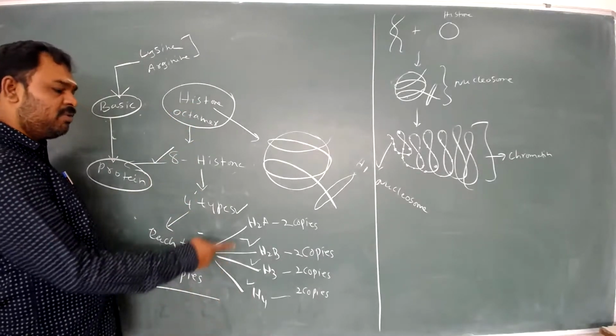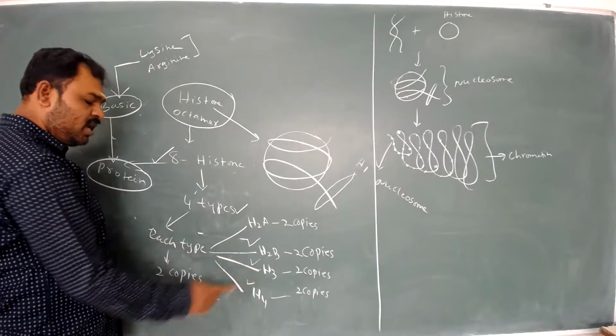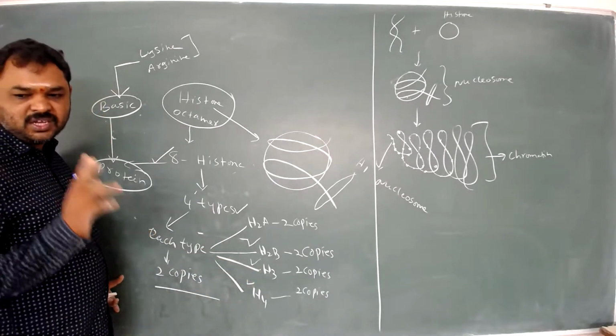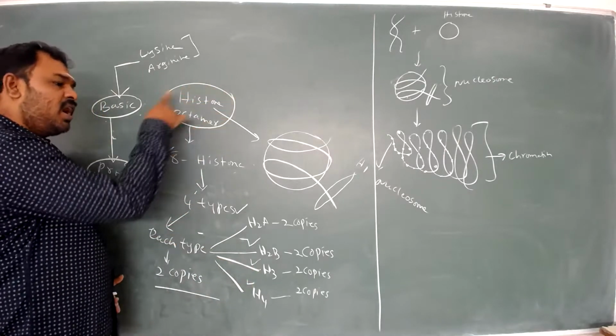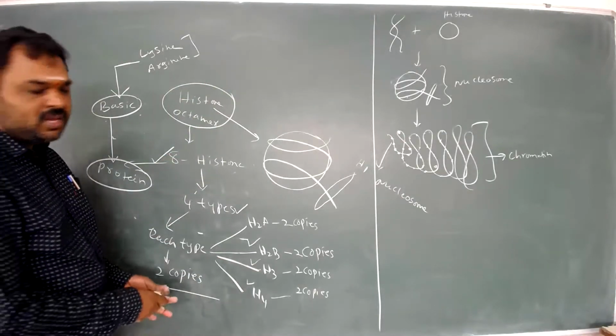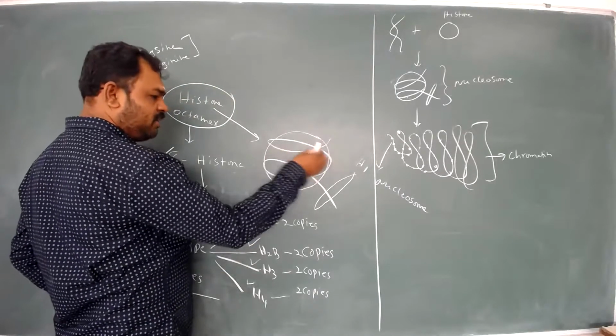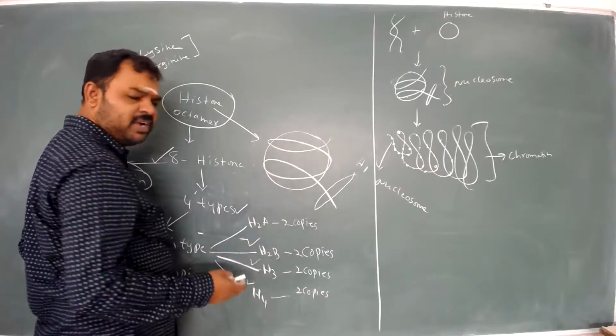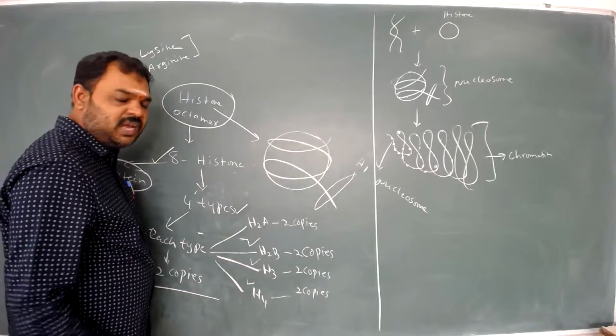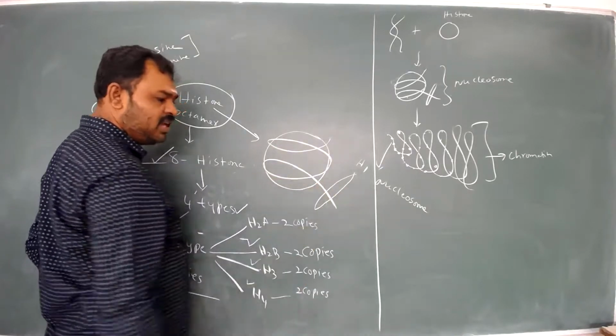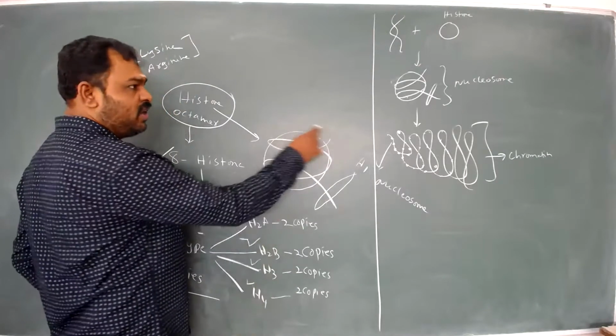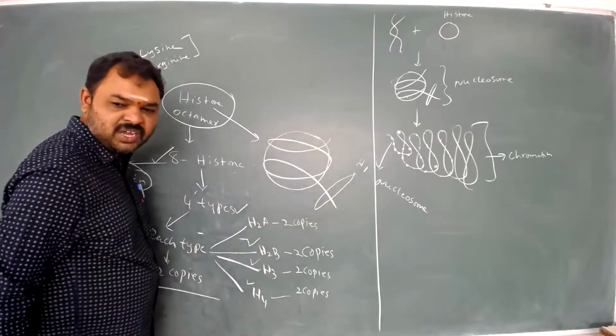In the histone octamer, four types of histones will be there: H2A, H2B, H3, and H4. Each has two copies, and then an octamer can be formed. This is the histone octamer. This octamer is coiled by two turns of DNA. Then at the end of this DNA, what will be there? H1 histone is there. Then what can be formed here? A nucleosome can be formed.